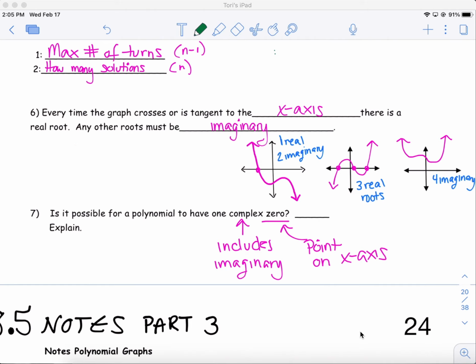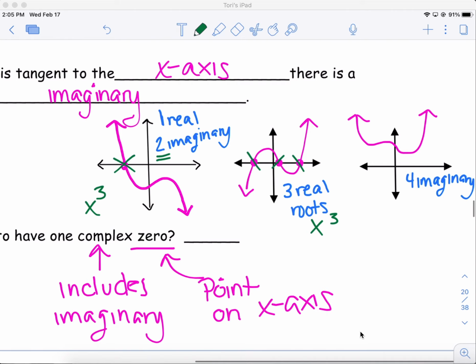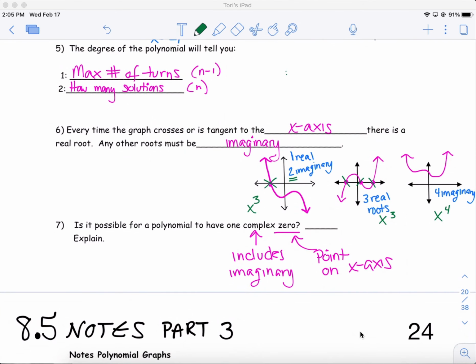So for instance, on this first one, this guy is x to the 3rd. So he's cubic, but he only touches 1 time. That means he must have 2 other imaginary roots. This one is x to the 3rd also. He must have 3 roots: 1, 2, 3. All of those are on the x-axis, so they're all real roots. On this one, he's x to the 4th. You can tell that based on his direction. So that means he must have 4 solutions, but he does not cross the x-axis at all. That means all 4 must be imaginary. So we're just counting up how many you would have.